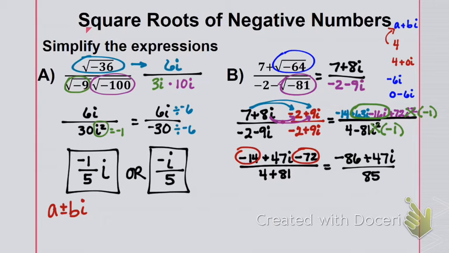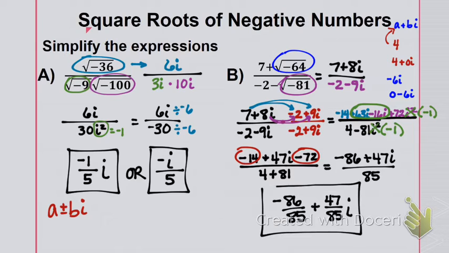And now I can write it as a single complex number with a real part and an imaginary part. What will that look like? Negative 86 over 85 plus 47 over 85. Wonderful. Negative 86 over 85 plus 47 over 85i. Do you guys have any questions about this?